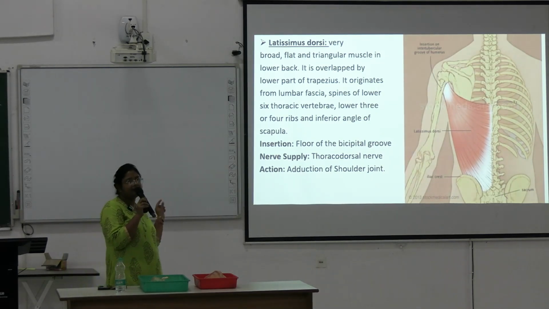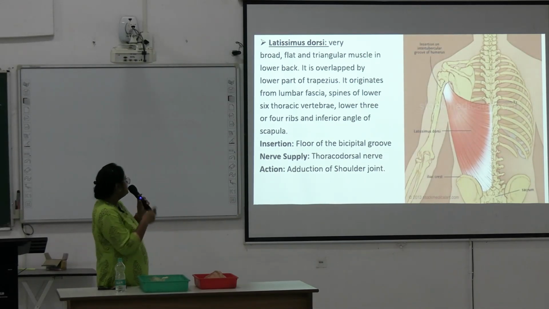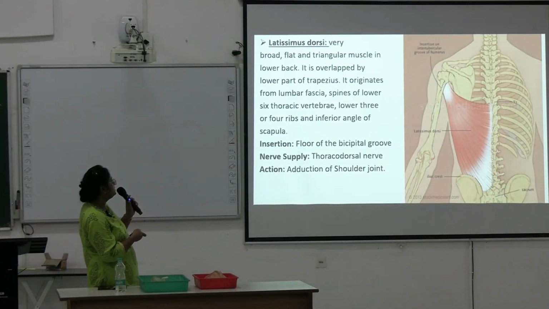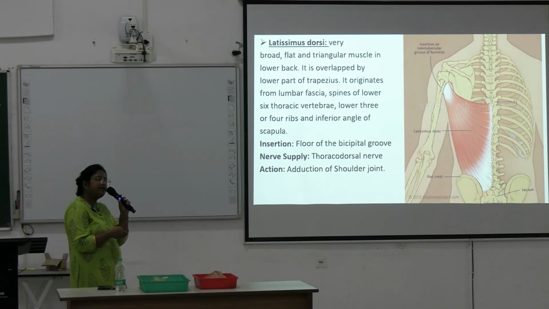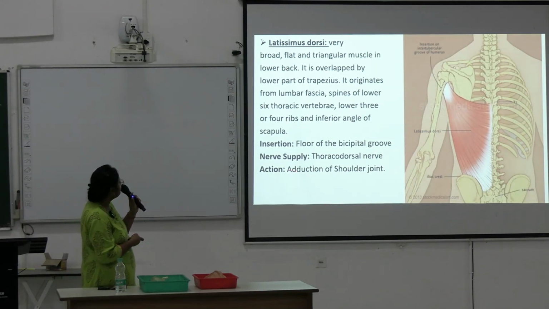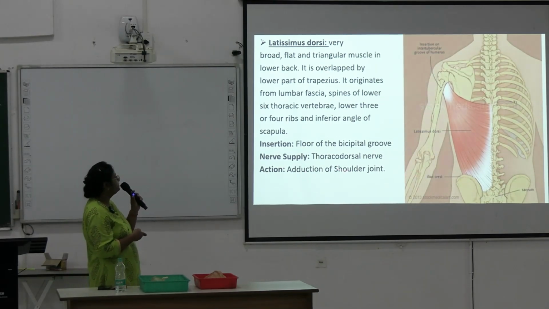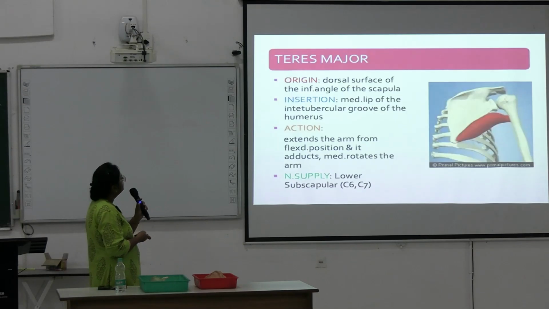Bicipital groove is the intertuberculous sulcus. Same. Okay. So, and nerve supply is thoracodorsal nerve. This is nerve to latissimus dorsi. Action is adduction of the shoulder joint. Next is teres major. Here is the teres major.